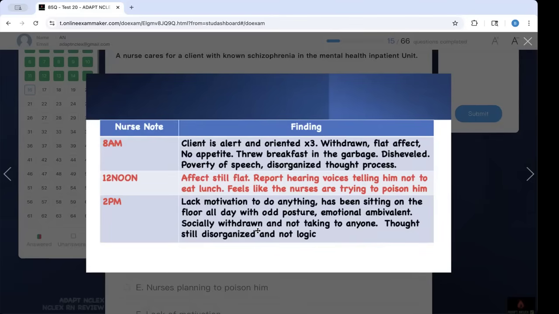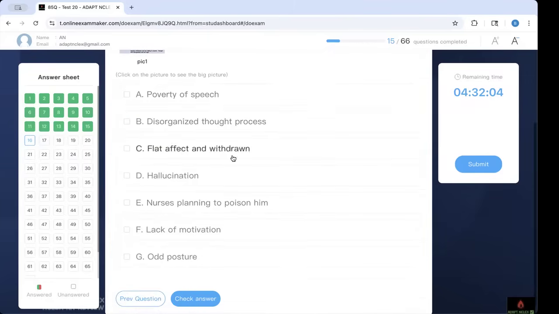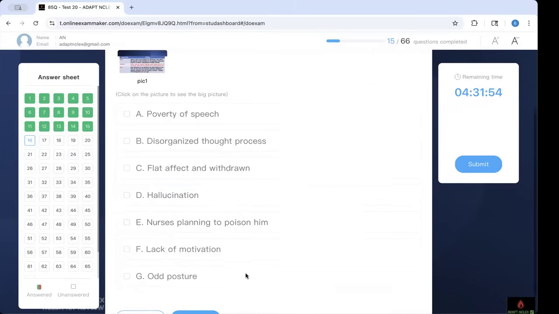He lacked motivation to do something. He has been sitting on the floor all day with odd posture. Emotionally ambivalent. He's socially withdrawn. He's not talking to anyone. Thought still disorganized and not logical. Which of these indicate that this is what? Positive symptoms. Poverty of speech, disorganized thought process, flat affect, hallucination, nurses planning to poison him, lack of motivation, odd posture.